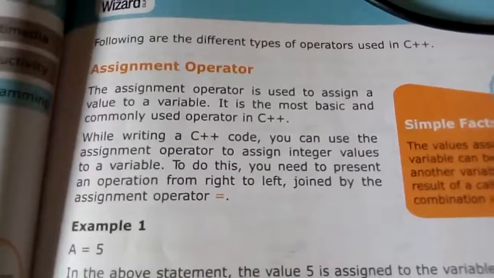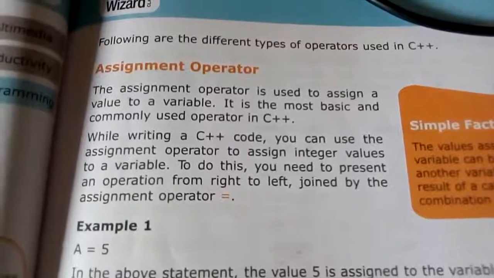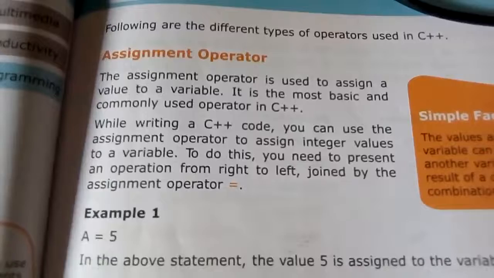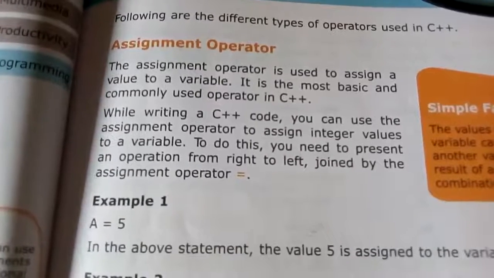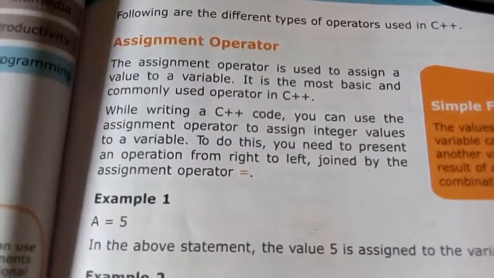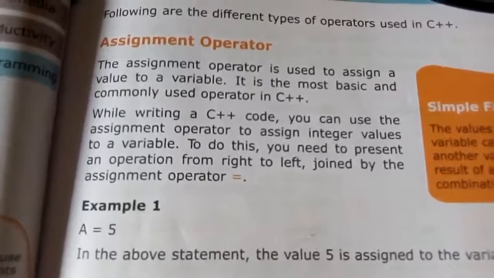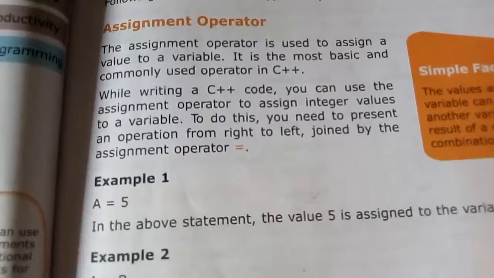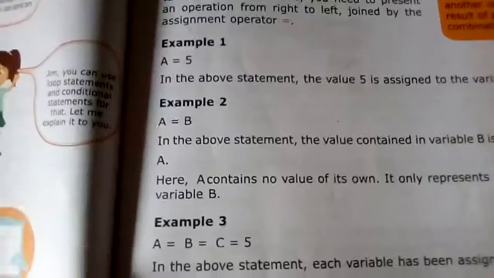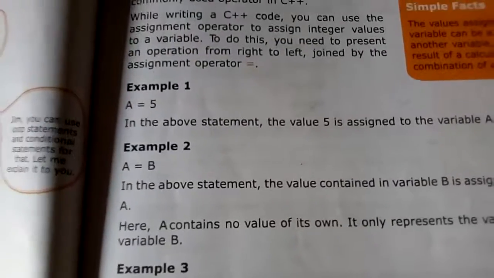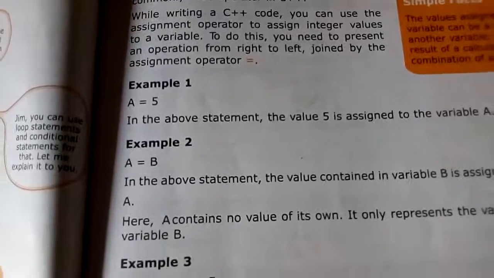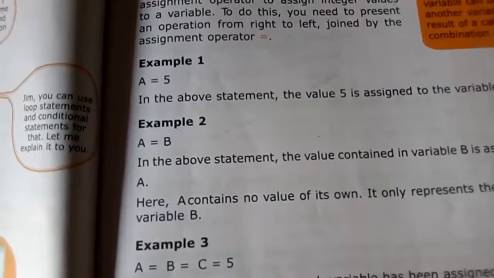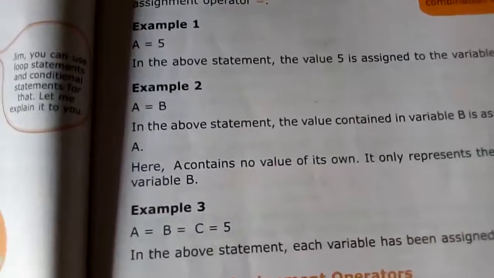So always remember that this equal to operator, which is called the assignment operator, performs the operation from right to left. If you are writing a = b = c = 5, that means what? This 5 is assigned to each variable: a = 5, b = 5 and c = 5. Okay, so this is the assignment operator.